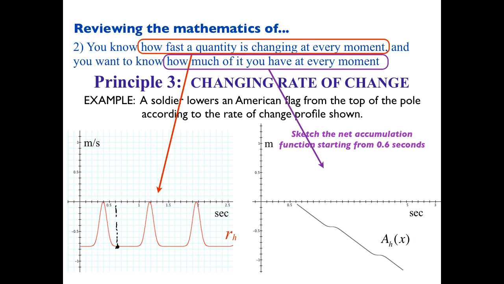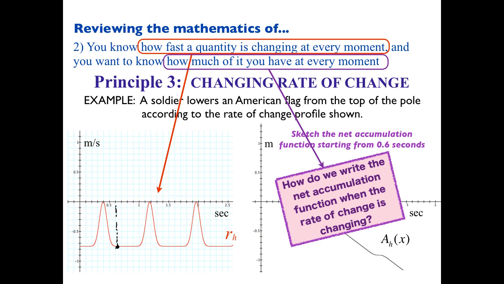So now, here's the big question. How do we write this net accumulation function when the rate of change is changing? It just got a lot harder, right? Because when we had a constant rate of change, piece of cake, we could calculate these changes really easily. dy equals m dx, because that m is constant. So we could always get the change just by multiplying m times whatever change in time we were talking about. But now the rate is changing, and it's changing moment by moment. So this becomes more complicated.